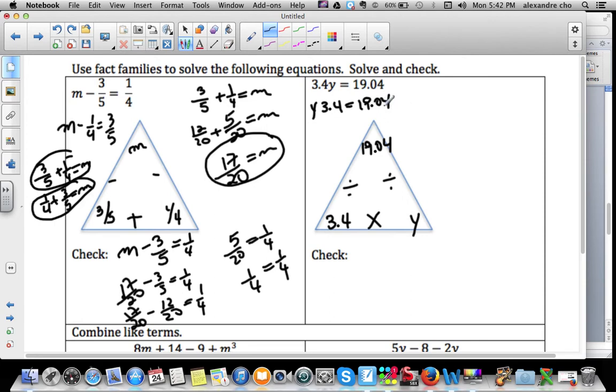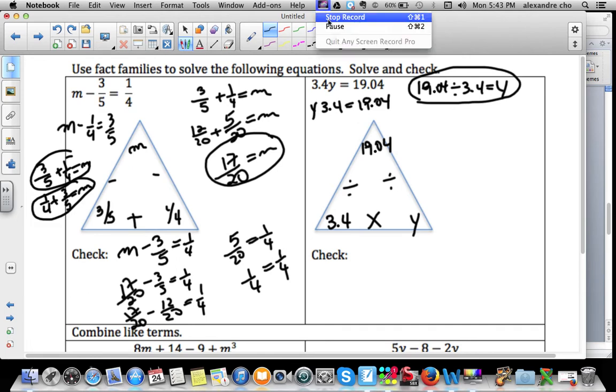You can use division now, and we can say 19.04 divided by 3.4 equals y. And we can stop here because this is the one we want to use. Okay, so if you divide 19.04 by 3.4, I have no clue what that's going to be. And hang on a second. If you divide that out, you actually get that y equals 5.6.